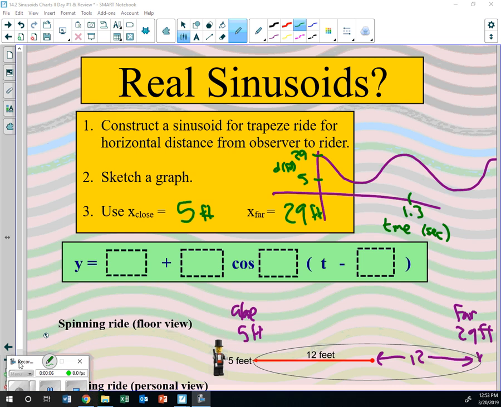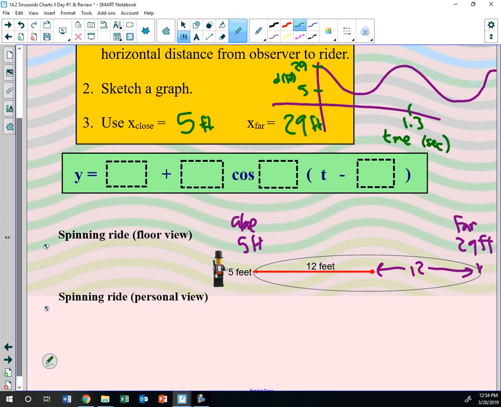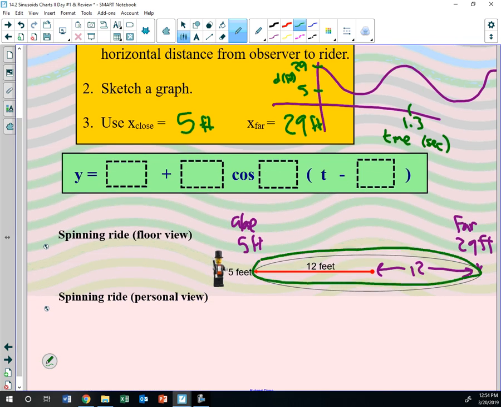Sinusoids are just a human-made math model that relates cosine to things that repeat themselves. So we're looking at a person riding on a circle here, going around and around and around, getting closer to a Lego guy, far away from the Lego guy, closer to the Lego guy, further from the Lego guy.